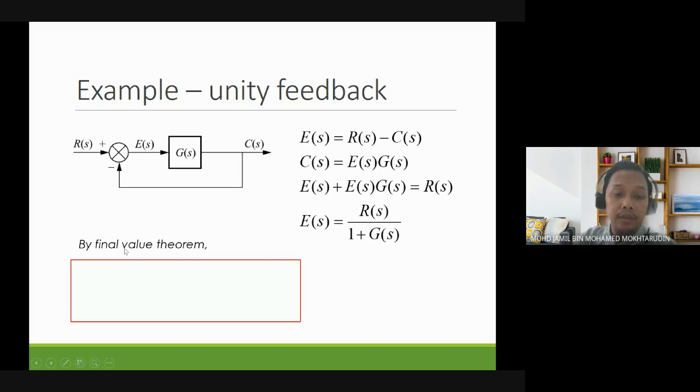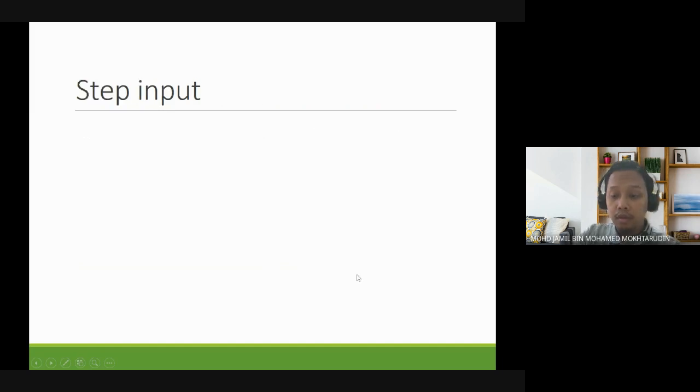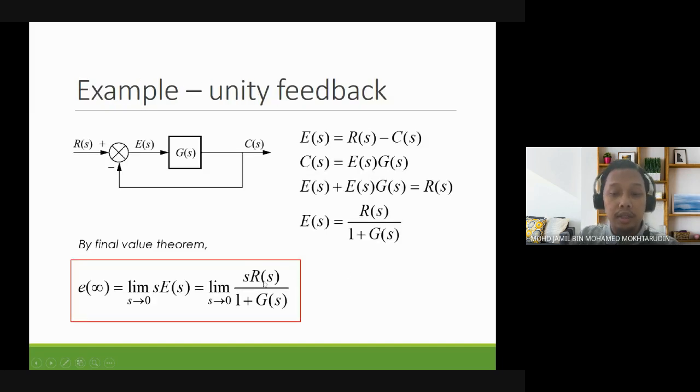So by using the final value theorem from the previous slide, the steady state error equals the limit of S times R over 1 plus G when S approaches 0. This is a formula that you need to remember. R here is the input and G is the forward transfer function.